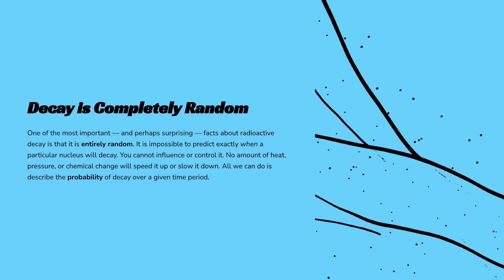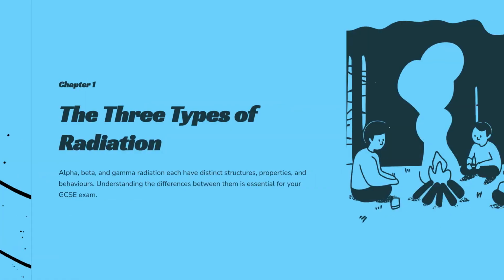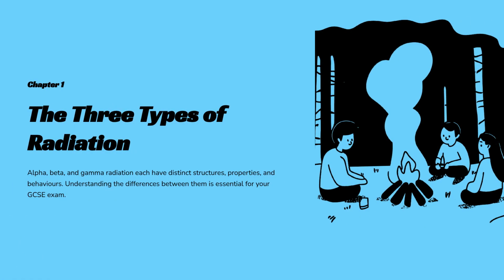One of the most important facts about radioactive decay is its randomness. It is impossible to predict when a specific nucleus will decay, and you cannot influence it with heat or pressure. Scientists can only calculate the probability of decay over time. Now let us move to the three types of radiation: alpha, beta, and gamma. Each has distinct structures and behaviors, and knowing how they differ is essential for success on your GCSE exams.